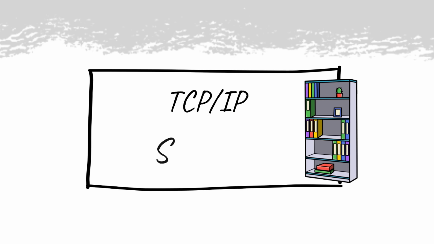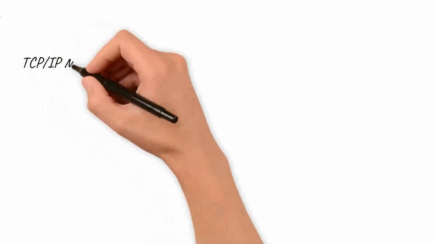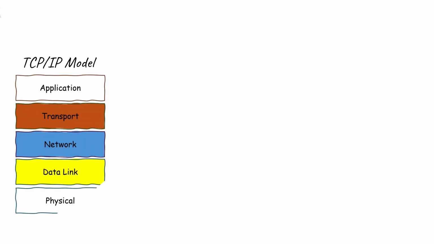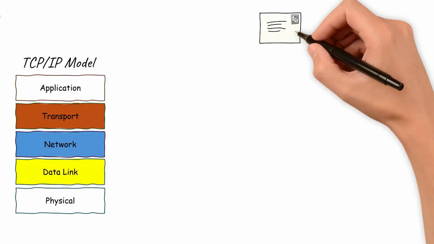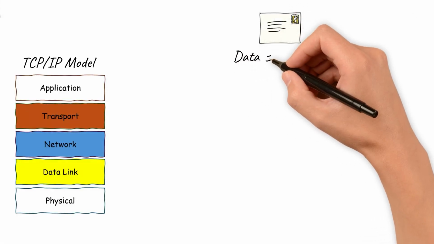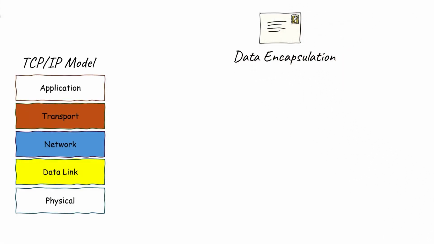TCP/IP summary. As we saw from the beginning of this video, each layer in the TCP/IP model adds its own piece of information to the data. That's usually a header, and sometimes a trailer. It's kind of like putting a letter in an envelope and writing the address on it. This whole process is called data encapsulation.